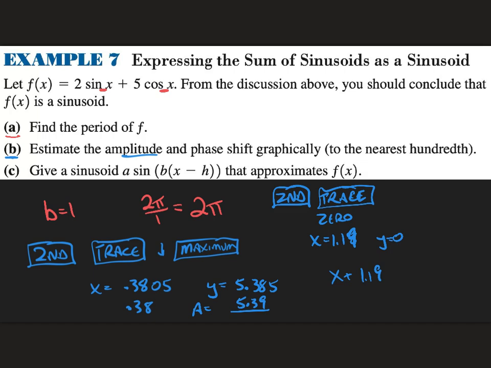Okay, so now we got our shift, we got our amplitude. This starts at 0 and goes up. So we're going to say 5.39 sine of x plus 1.19. So this would approximate our sinusoid using the calculator. This is equivalent to this function, or similar.